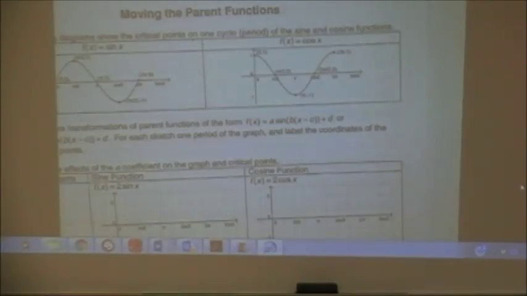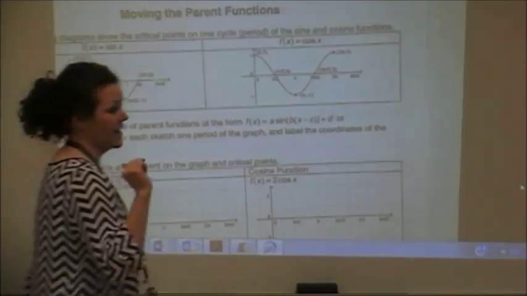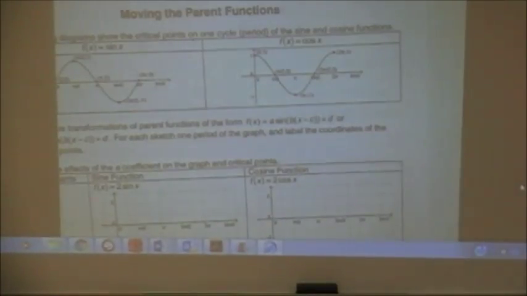Okay. At the top, they gave you the parent function for sine and the parent function for cosine, and they marked some critical points. So we are going to transform these, and we will use what they give you, 1, 2, 3, 4, 5 critical points each. We'll use the 5 critical points in order to help us sketch the correct transformed graph.